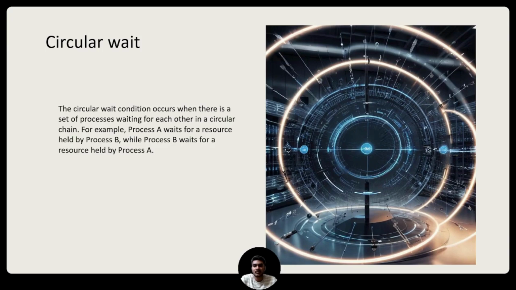Circular wait. The circular wait condition occurs when there is a set of processes waiting for each other in a circular chain. For example, process A waits for a resource held by process B, while process B waits for a resource held by process A.